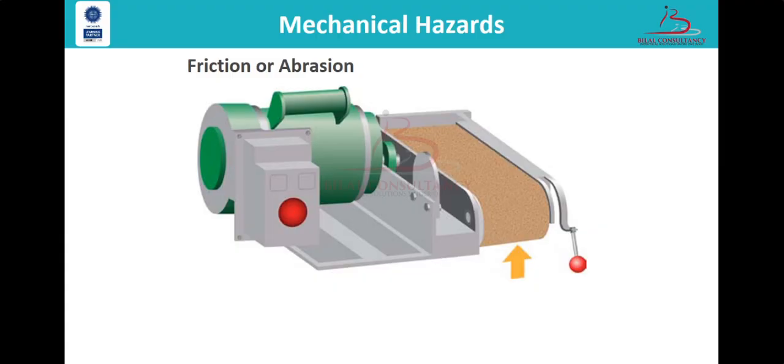Friction or abrasion hazards. Friction or abrasion hazard refers to contact made with a fast moving surface which may be smooth, for example, touching a spinning drive, or rough.